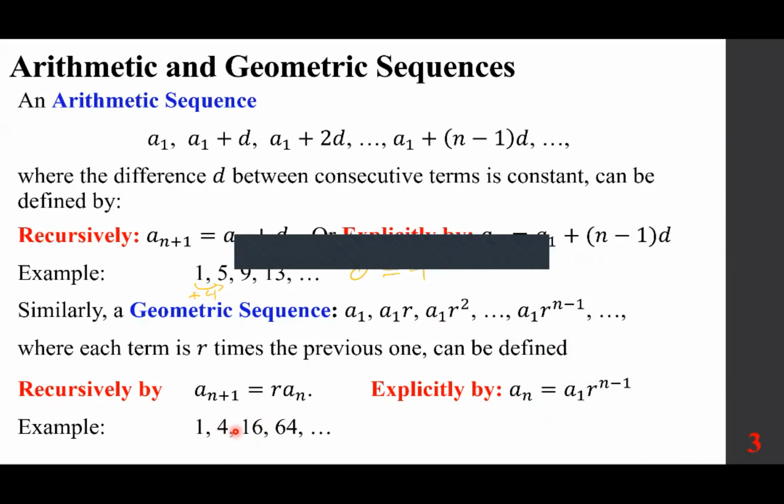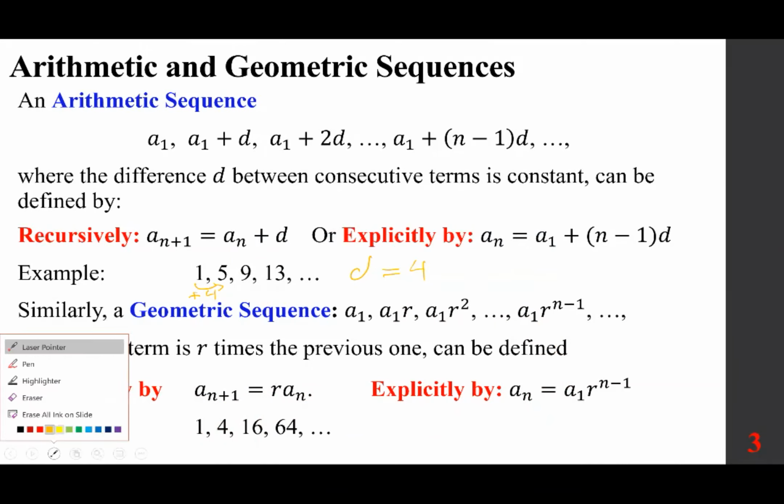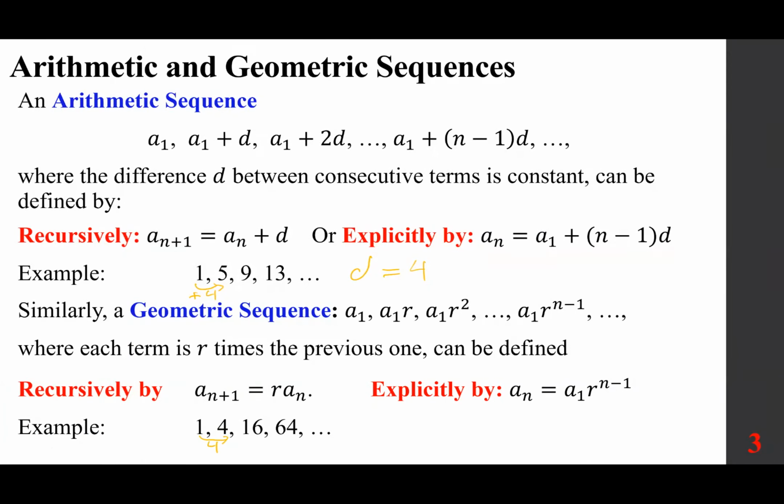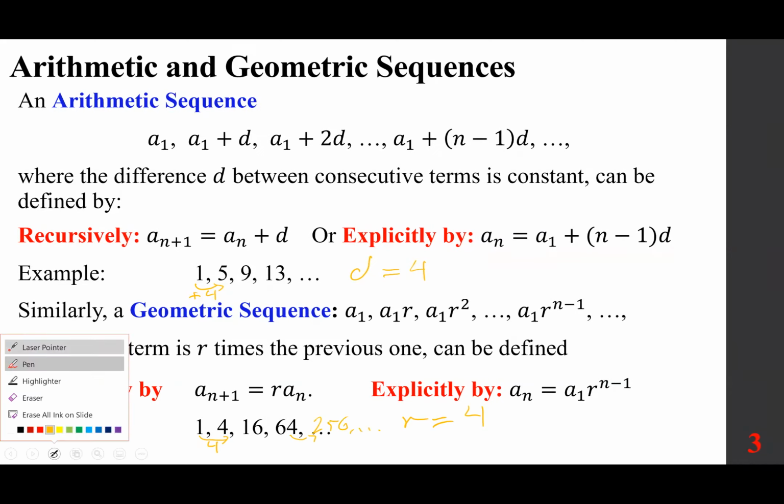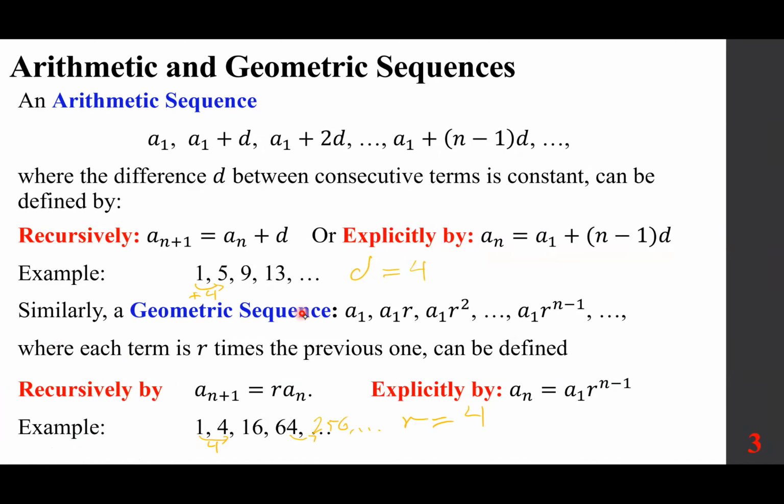Here's an example. R is 4 here. We are multiplying by 4. So 1 times 4 is 4, 4 times 4 is 16, 4 times 16 is 64. And 4 times 64 is 256, so on and so forth. Arithmetic sequence, geometric sequence.